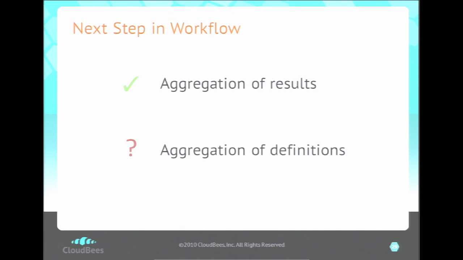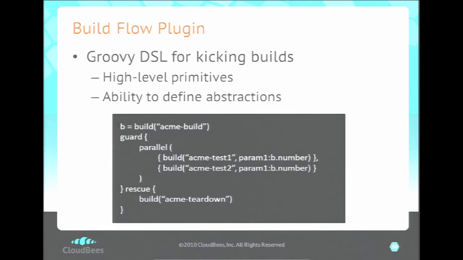So this is another area where there's a lot of activity going on right now. One plugin that I wanted to highlight was the build flow plugin. So the Jenkins people and Groovy people are good friends. So naturally, we wanted to come up with a Groovy DSL for executing the builds. The reason it's called DSL is that it provides high-level primitives for Jenkins-related things.